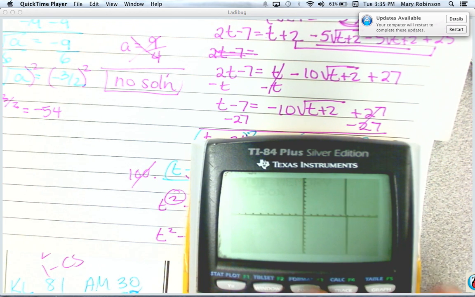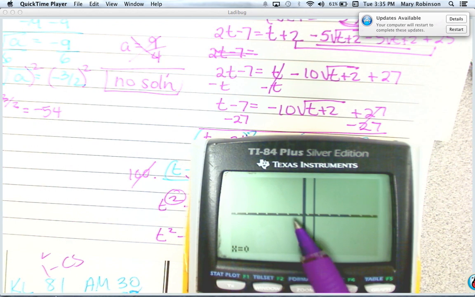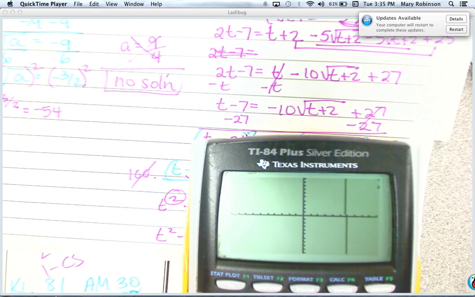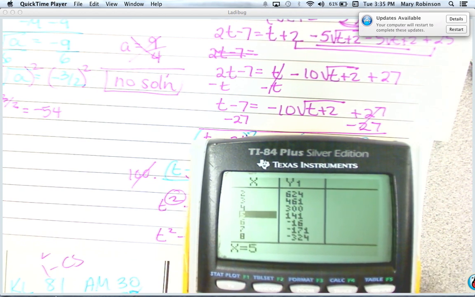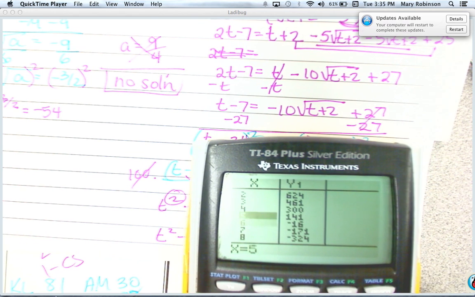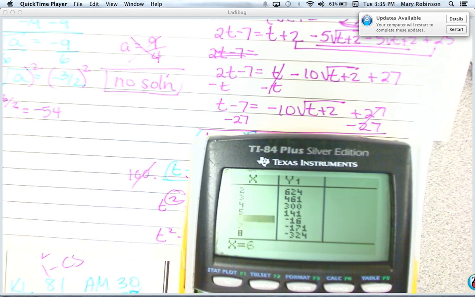So we can zoom out, zoom, 3, enter. We still don't see our other one unless it was right there. Let me see if I just zoom, go back to standard viewing window. And let's see if it's an integer. I know it's something between 5 and 6 because that's when it hits the x-axis and changes from a positive y to a negative y.